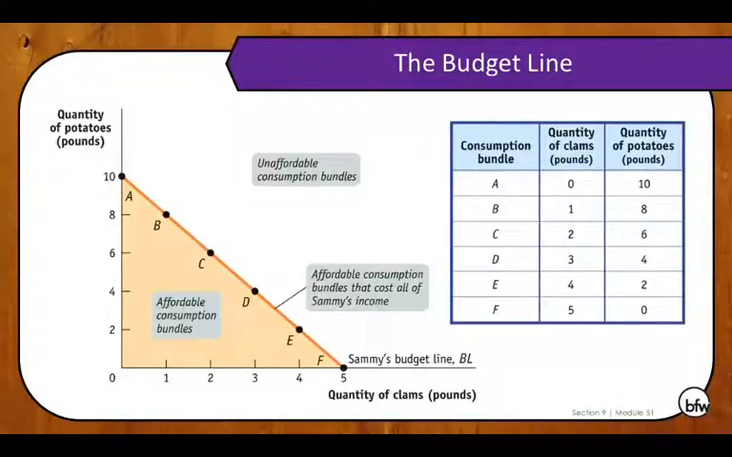Points A, B, C, D, E, and F all represent points on his budget line that cost him all of his income, and they're the combinations then that are desirable and affordable. Anything outside of the budget line is a combination that is unaffordable, even though it may be desirable.